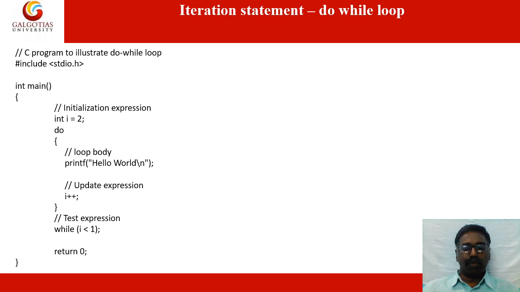Is i less than 1? No, i is 3, so i is greater than 1. Now we come out of the do while loop here. We can see the output. The output is simply hello world, which is displayed since we enter into the do while loop. As per our explanation, it will execute at least once. This program helps to understand that explanation.